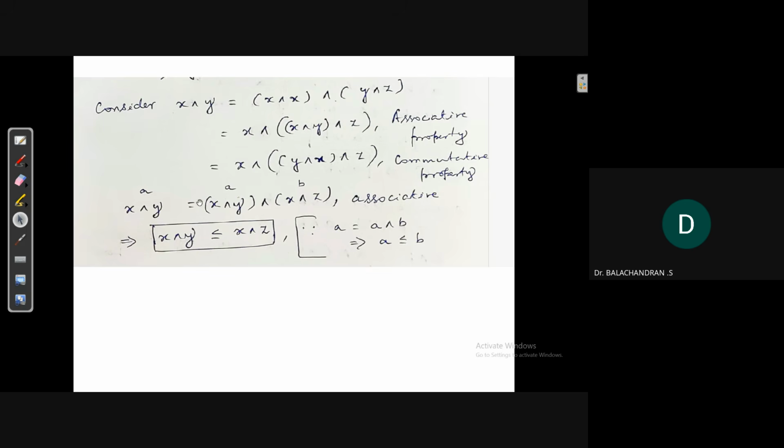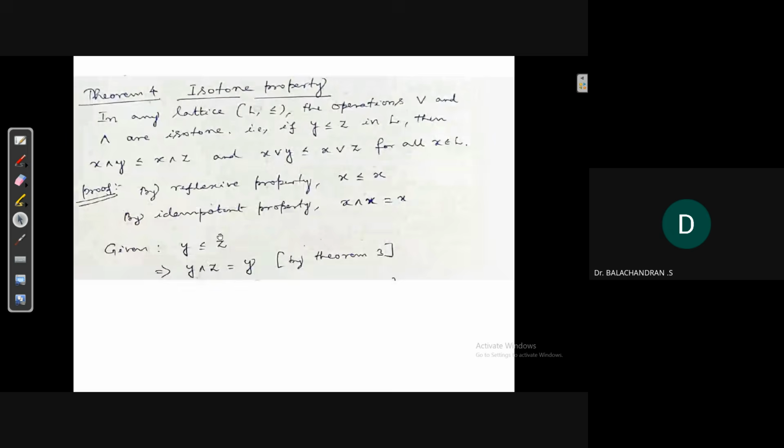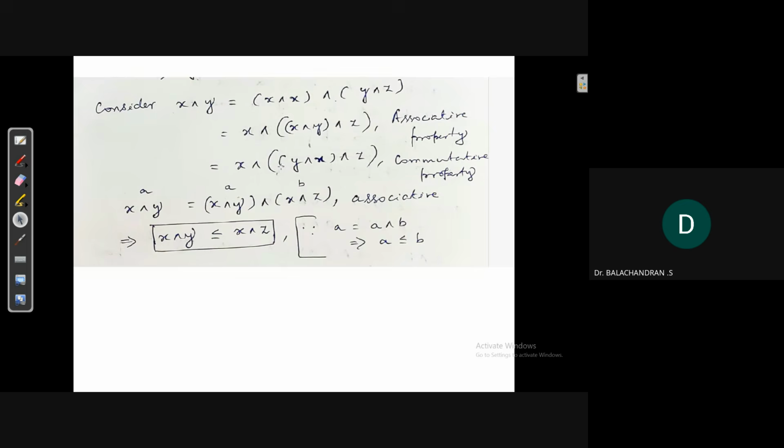What is a here? This is a, x and y, less than or equal to what is b here? x and z. So that's why x and y less than or equal to x and z. So this is actually the first result. x and y less than or equal to x and z. Similarly, if you have any doubt in this step, you can ask me. Otherwise, I will go to the next.